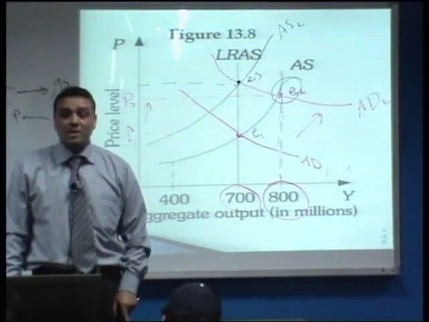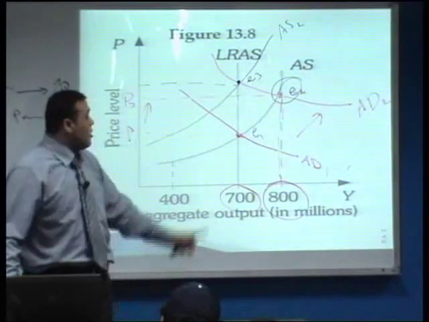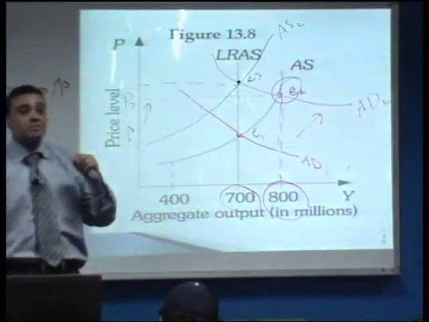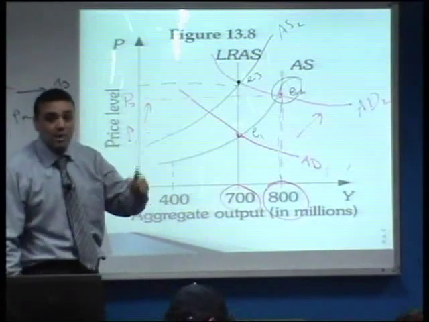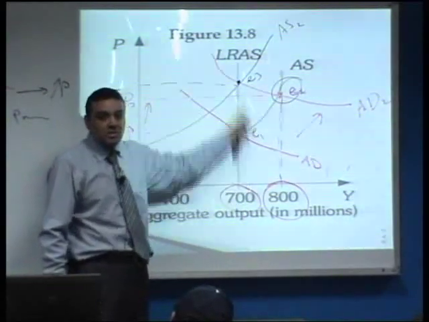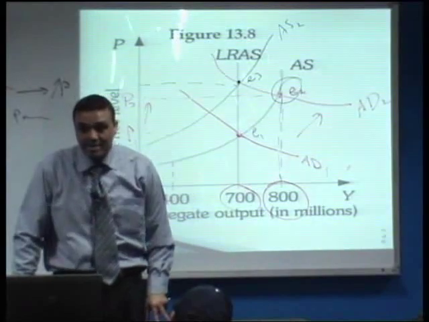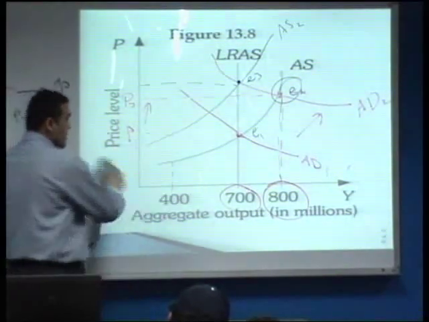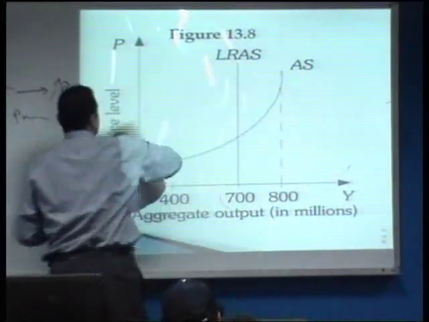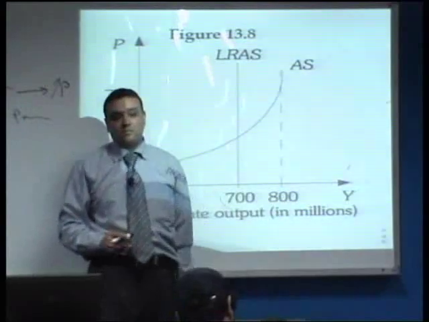So potential GDP, or potential equilibrium output, is this. What is potential GDP? It is the long run aggregate supply. Guys, potential GDP, or potential Y, potential aggregate output, whether without inflation or with inflation, is what? The long run aggregate supply curve. Okay, how could we increase the potential GDP? How could we increase the potential GDP from 700 to 800?